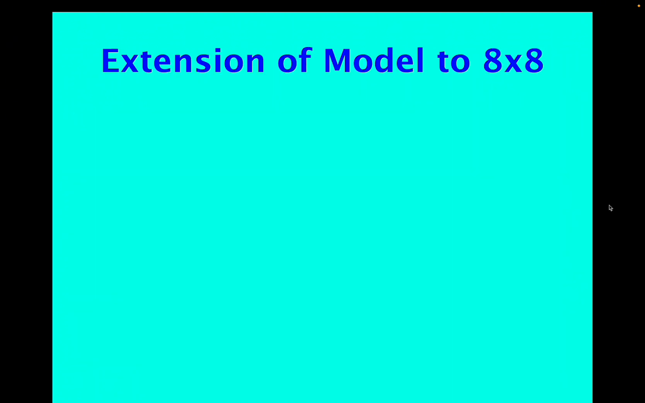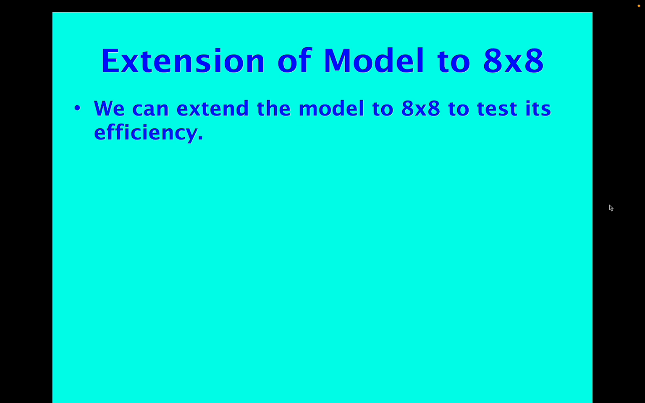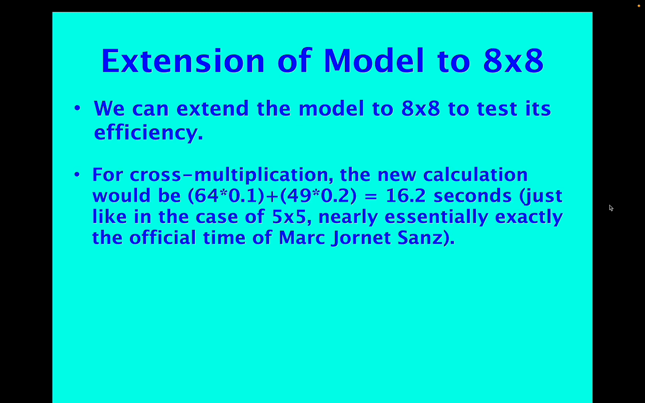So if you're not quite convinced that the model is an accurate way of assessing the performances, let's apply it to an 8 by 8. For cross multiplication, you're now going to have 64 1 by 1 multiplications and 49 two-digit additions. Using the same average times as before, we get an estimate of 16.2 seconds, which actually happens to be the old official record time for Mark.